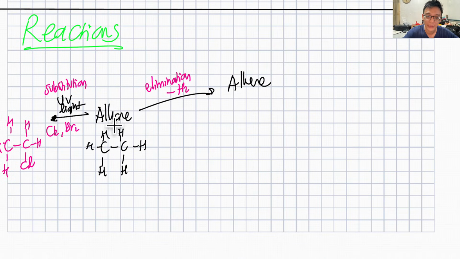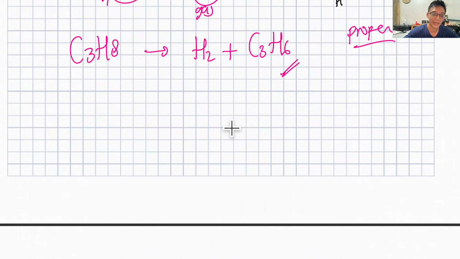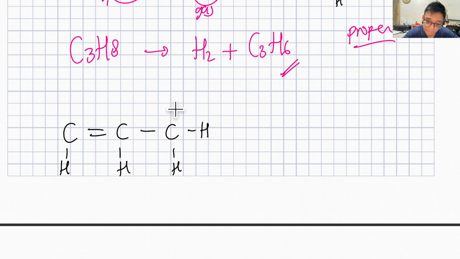From single bonds only, from a saturated hydrocarbon, we can form an unsaturated hydrocarbon. So for example, it can form this. It can also go back here. How? Via addition. Addition of hydrogen. So in case you have a carbon-carbon double bond, it will be the most reactive part of that compound. So for example, we have this. So we have propene.